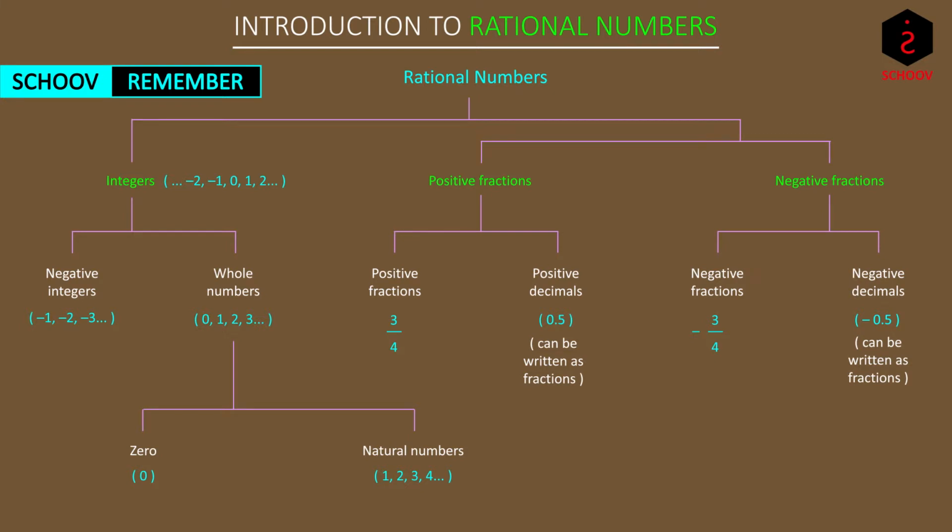So this is the complete chart of rational numbers. From this chart you understand what all kinds of numbers make rational numbers. But fractions are not negative, and decimals are same as fractions. Anyway, so we have to change the chart a little bit.